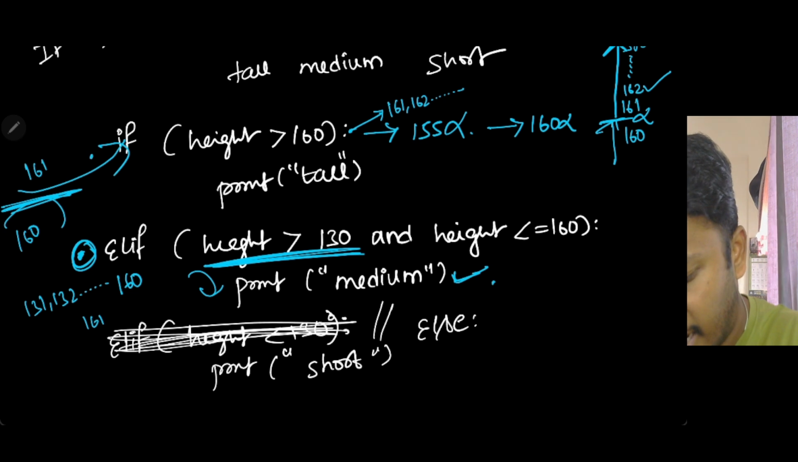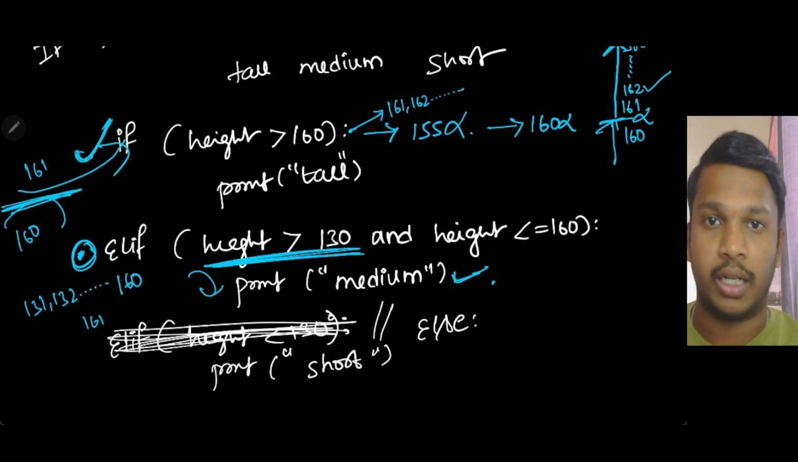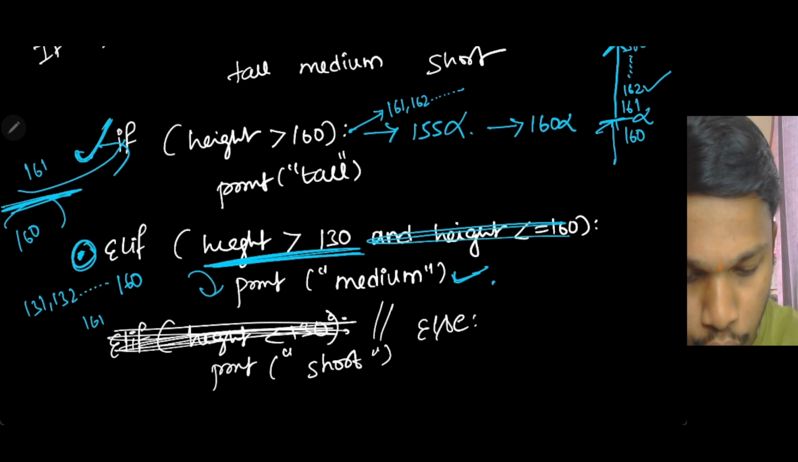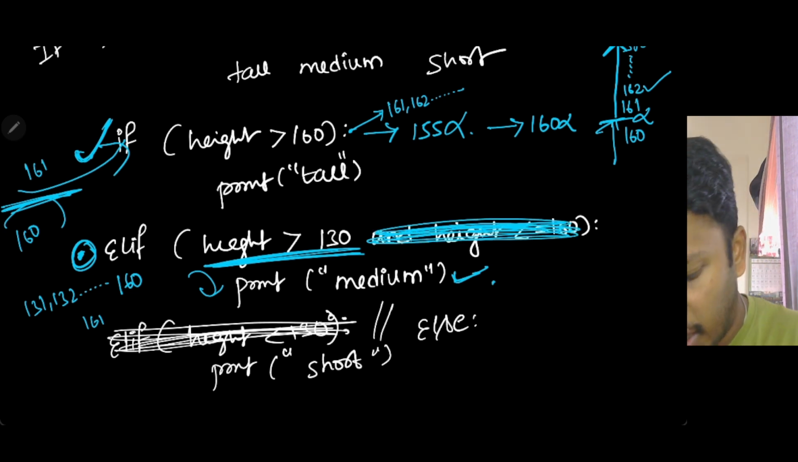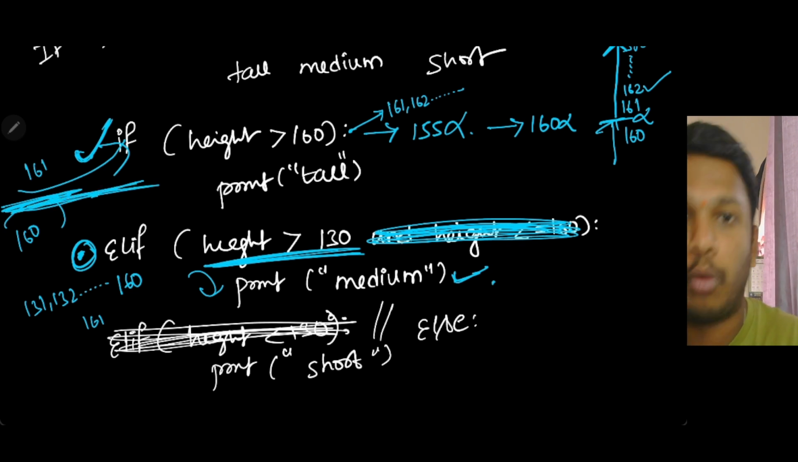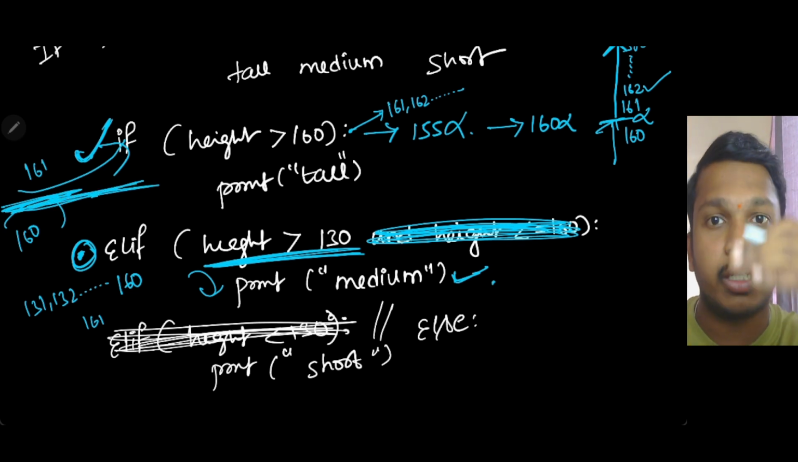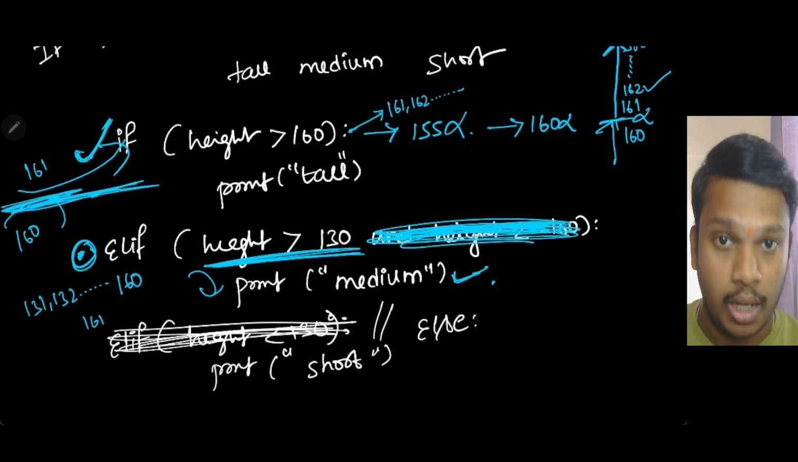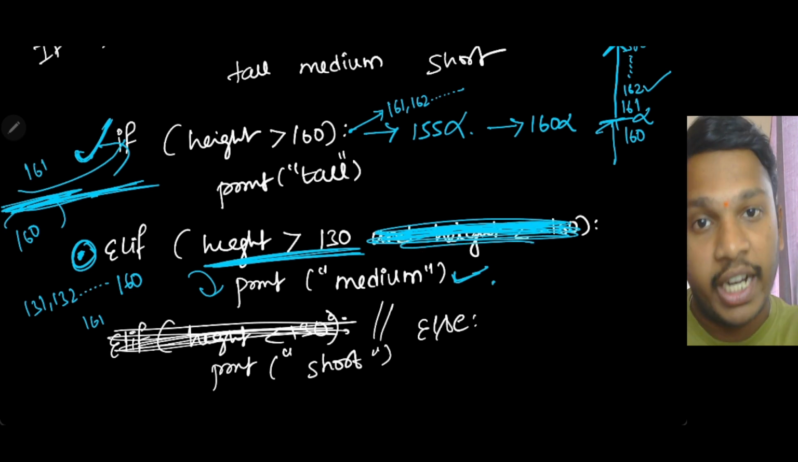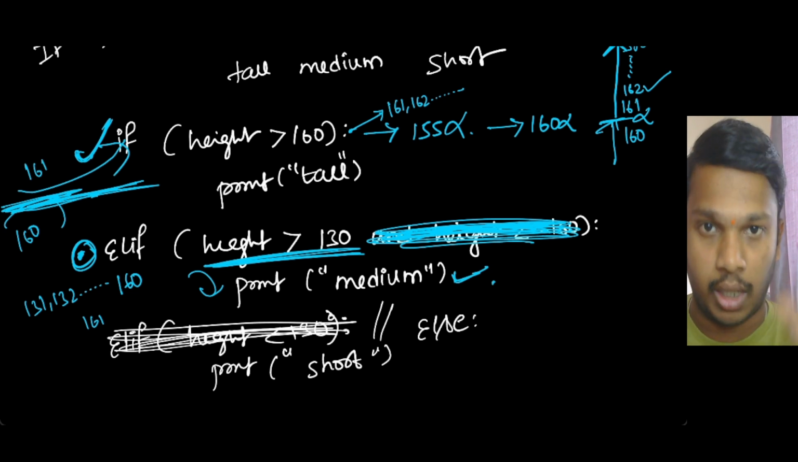Why? Because it is already handled here. So what I want to tell is this part is also of no use. Why? Because automatically you will come down till 160 only. This part is also not required. If you write it also, it will work, but I want to explain that without writing it also, the same logic will work. Okay.